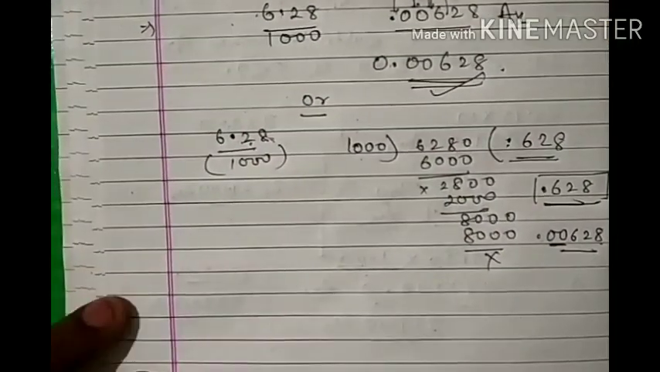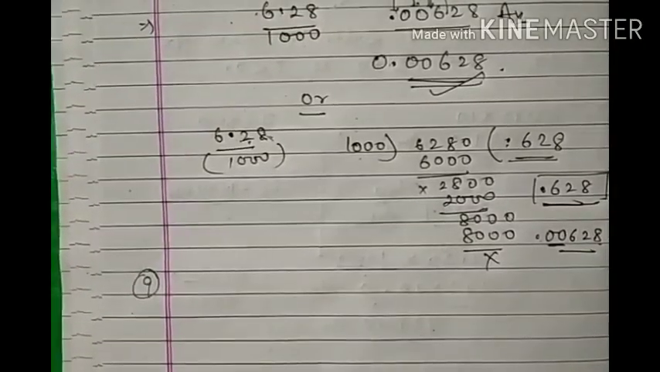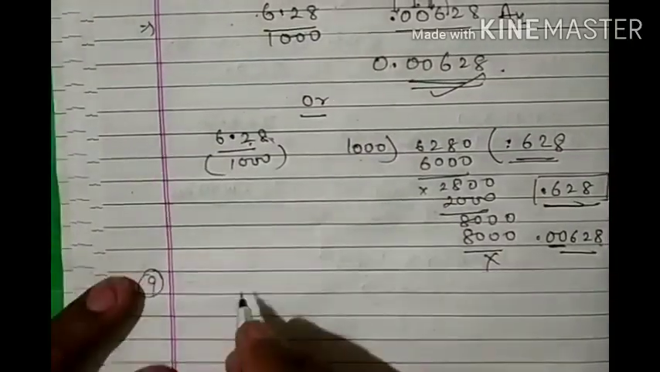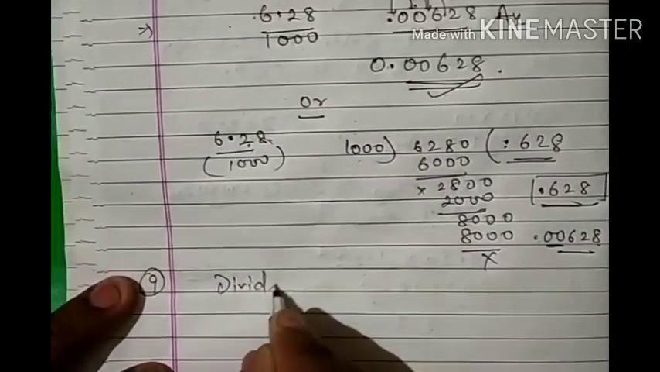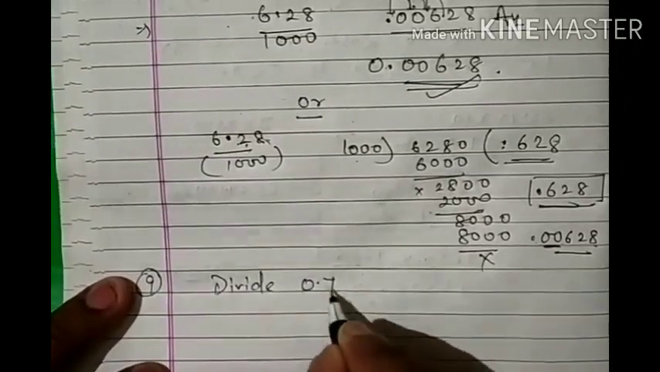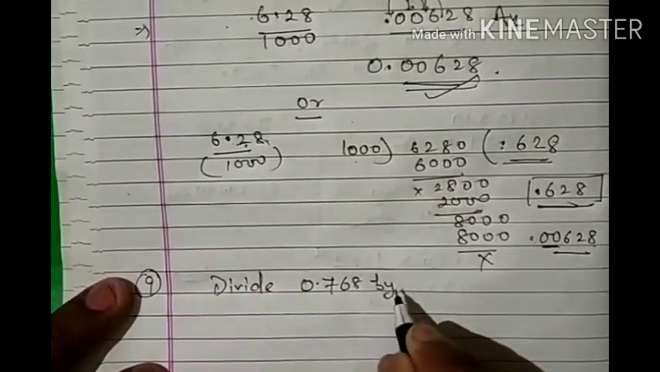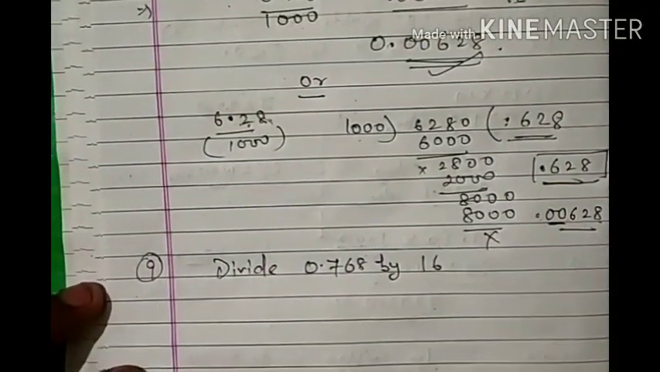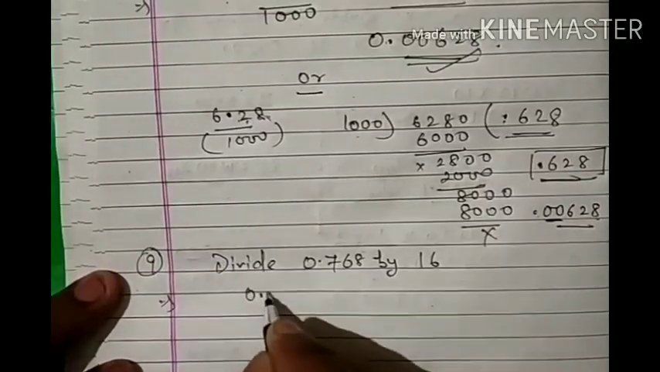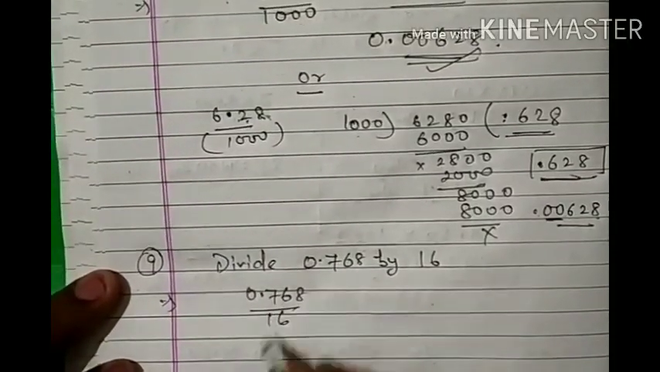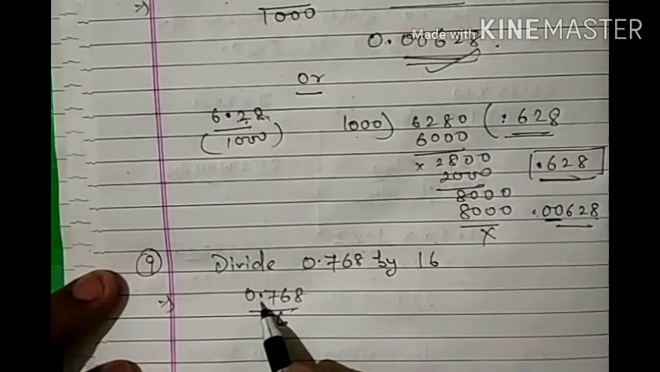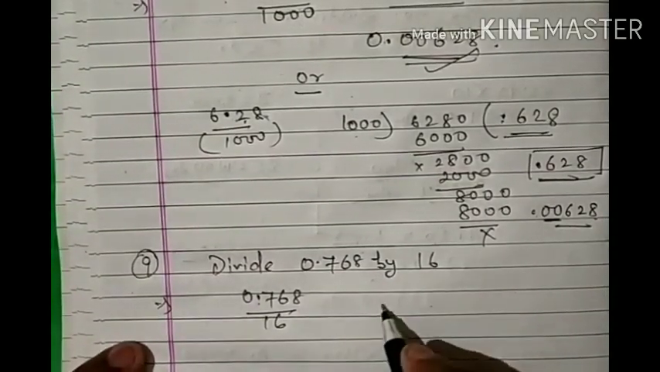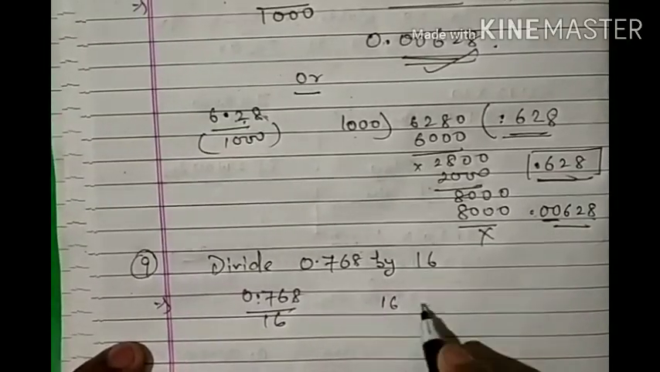Let's see question number 9. Divide 0.768 by 60. Very easy. We will write 0.768 divided by 60. First of all, forget this point. And now we keep on dividing. That is, 768 will be divided by 16.